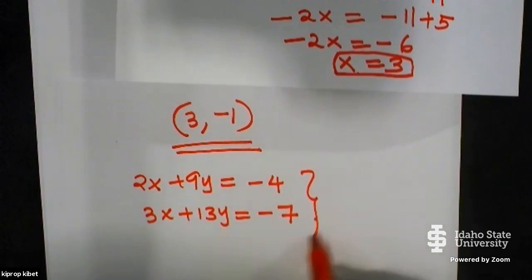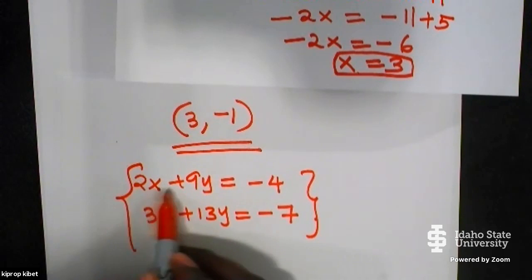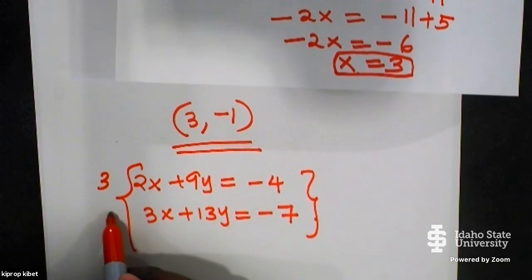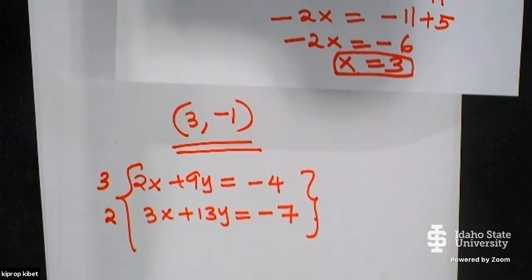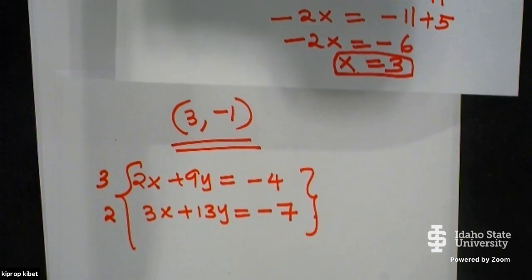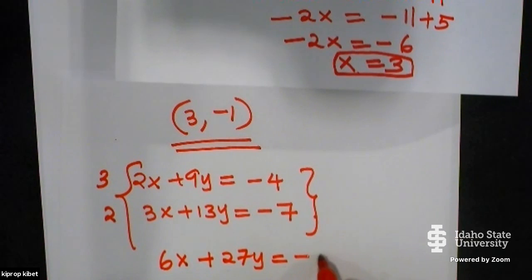Here, you multiply this one by 3, and then you multiply the next one by 2. So when you multiply the first one by 3, you get 6x plus 27y equals minus 12. The next one will be 6x plus 26y equals minus 14.